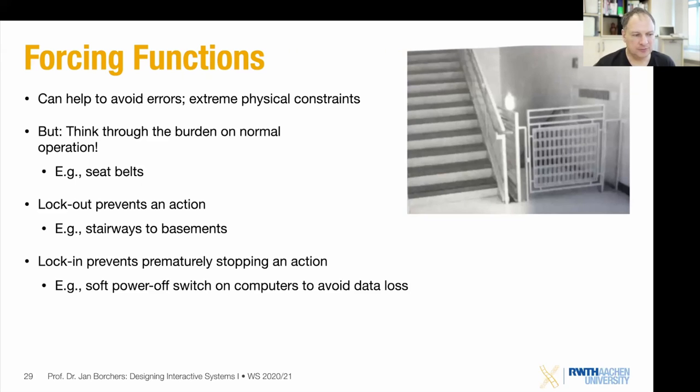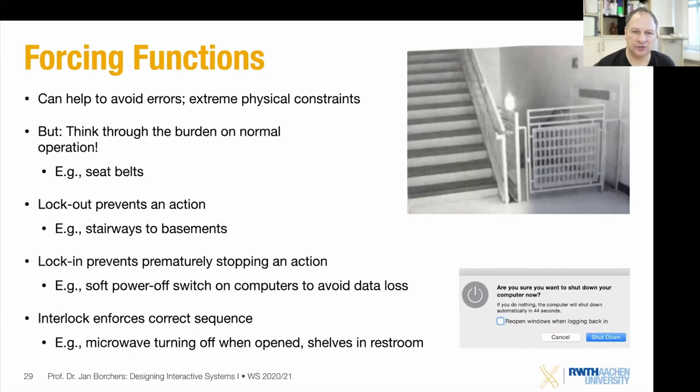And finally, interlocks are there if the design focus is on ensuring a particular sequence of events. For example, when you have a microwave and you want to make sure that the user first turns off the microwave and then opens the door, typically microwaves are designed so that if you do open up the door, it actually leads to the microwave turning off at that moment.